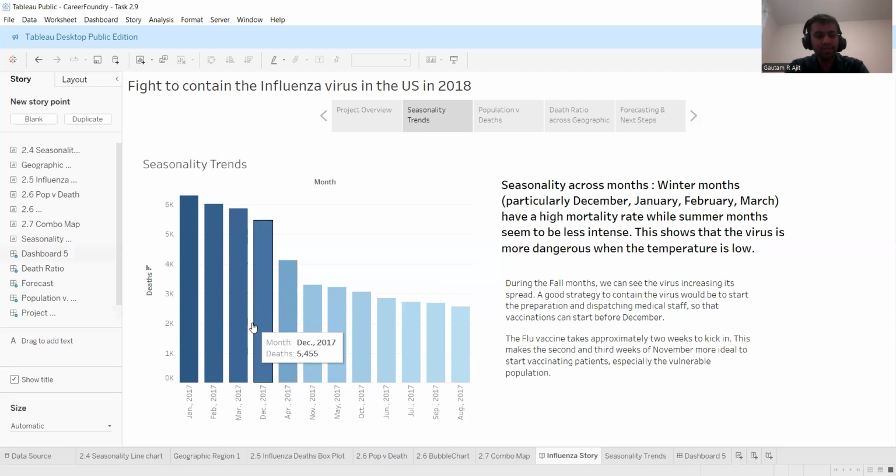During the pre-winter months, October and November, the virus starts to increase in intensity, and this looks like an ideal time to start with the vaccinations, as the vaccine itself will take approximately 2 weeks to kick in and start becoming effective. The midweeks of November would not be a poor choice to do so.